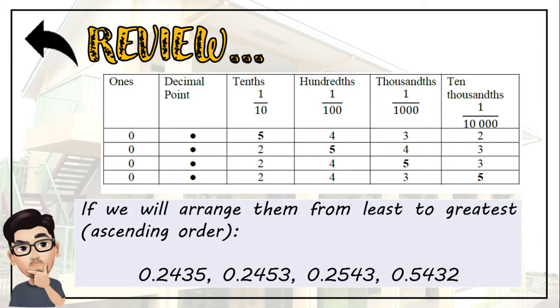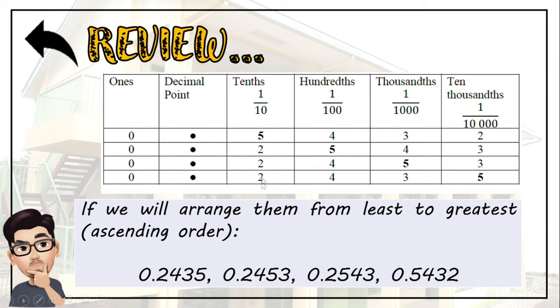Okay, if we will arrange them from least to greatest, tingnan natin yung tenths place. Di ba ito yung pinakamalaking place value sa mga decimal parts. So if we will look at it, may pinakamalaking value dito ay yung 5,432 ten thousandths. Kasi if you will look at it, para silang pare-pareho, nag-iisa yung 5 sa tenths, edi pinakamalaki yung 5,432 ten thousandths.